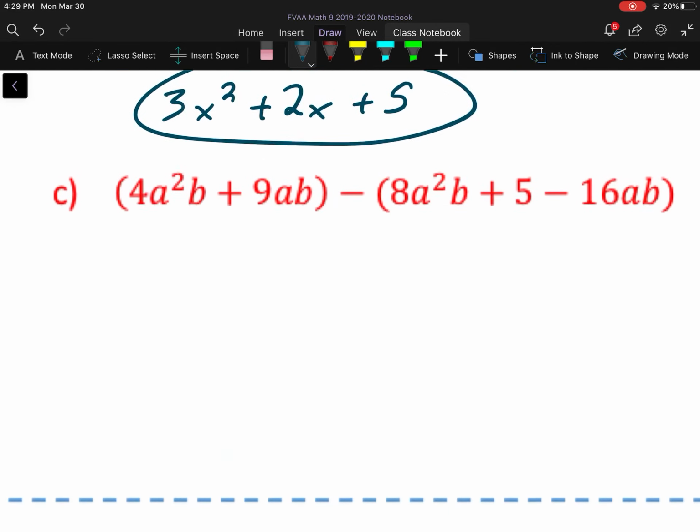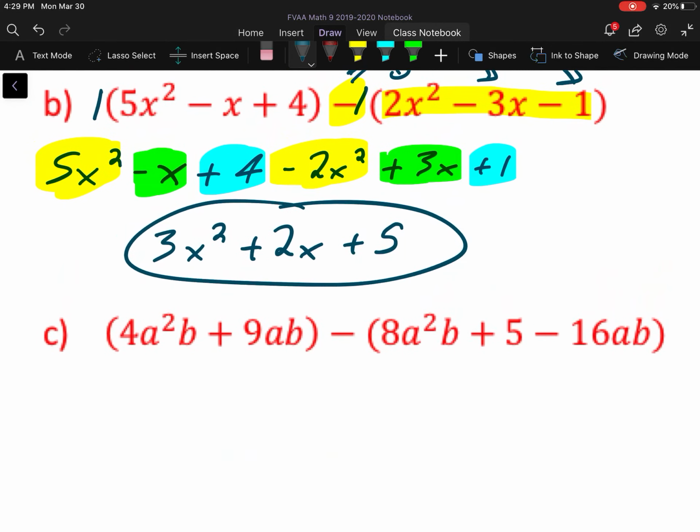All right. Last question here. I'll leave the top one visible so you guys can keep looking at that. Or you can pause the video, rewind, whatever you want to do. Put that 1 here. I show it. It was always there, but I show it now. In the first bracket, because it's a positive 1, doesn't do anything. So I end up with 4a squared b plus 9ab.